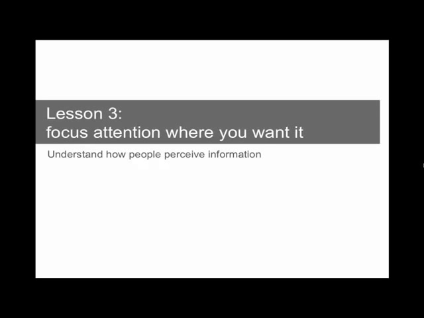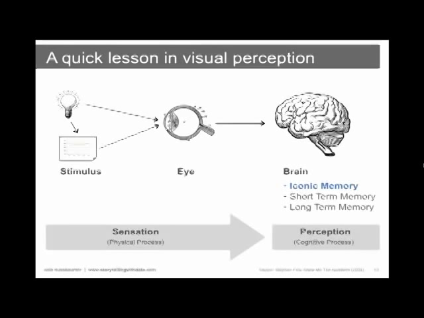So this is a picture of how people see. At the left-hand side, you have light reflecting off a stimulus. That gets captured by our eyes. We don't actually see with our eyes. Rather, our eyes act like little cameras, excuse me. They take pictures and pass that information onto our brain, where what we actually think of as visual perception takes place. And in our brain, there are a couple of types of memory that are important to designing graphs and charts.